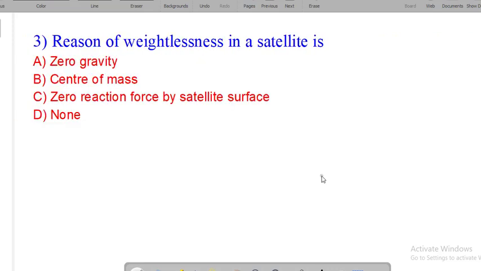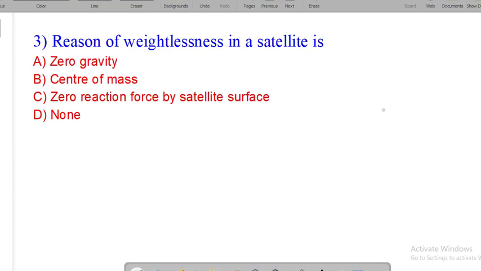Next is question number 3. The reason for weightlessness in a satellite is? Now see, a satellite is an example of a freely falling body. When a satellite is orbiting around the earth, it is as good as a freely falling body. So a freely falling body cannot produce any action, and when there is no action, there is no reaction.